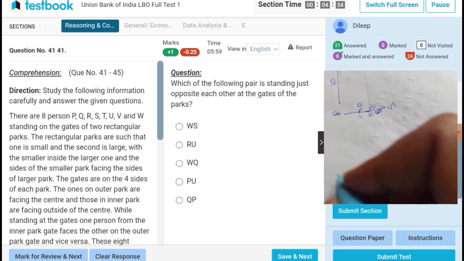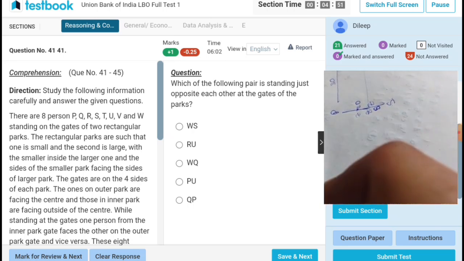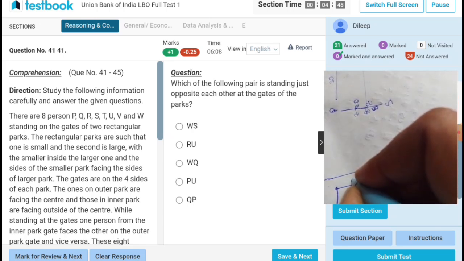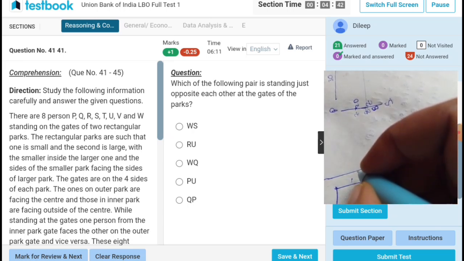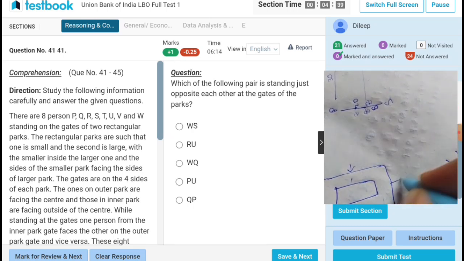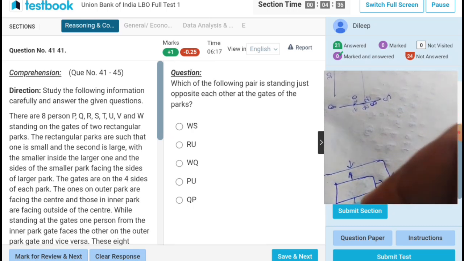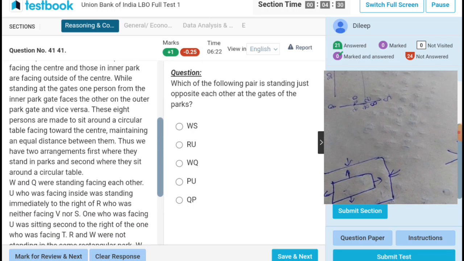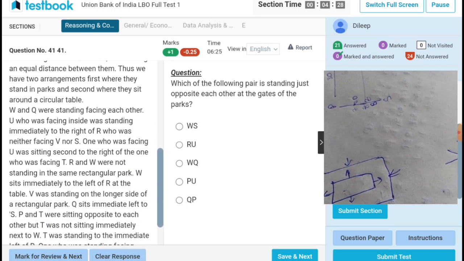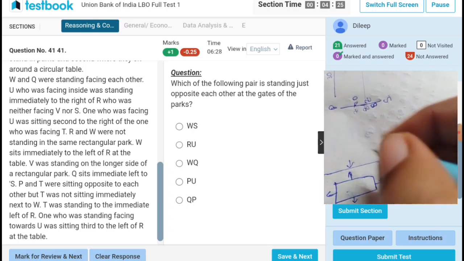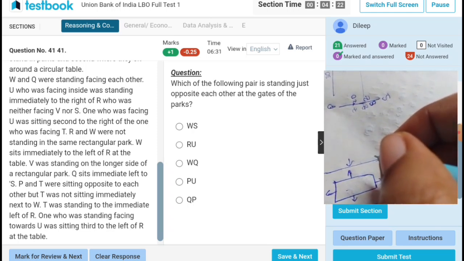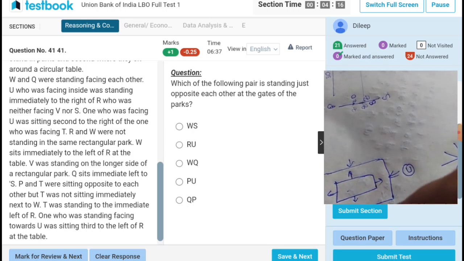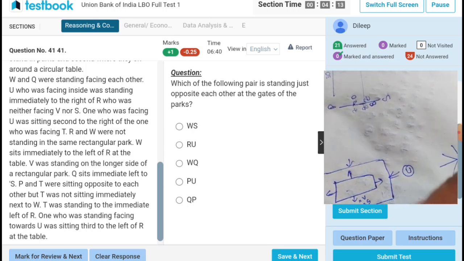So there are 8 people on 2 rectangular parks, outer park is facing the center. Have two arrangements. First they stand in a box and second they sit around a circular table. W and Q facing each other. U is facing inside, standing immediately right of R. R who is neither facing V nor S.